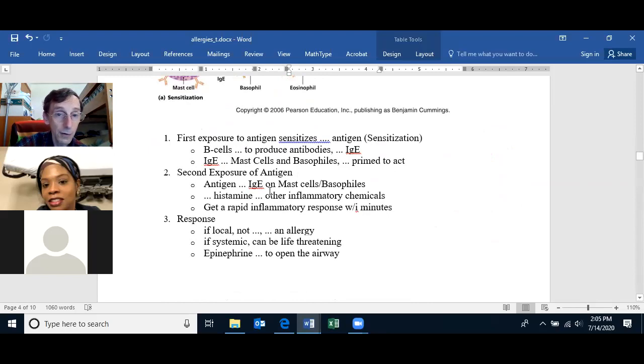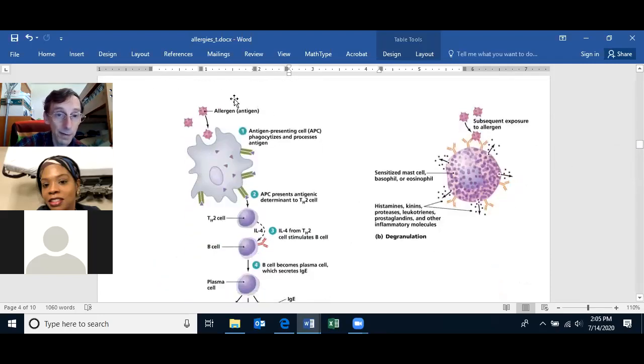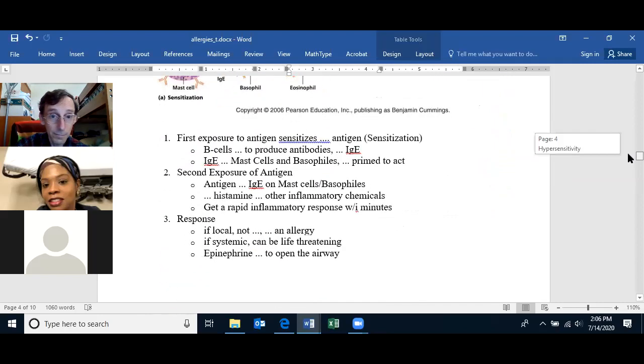The trouble is, the second time you're exposed to antigens, well, let's say it's pollen in the springtime. Next spring you'll then be exposed to this pollen. And that pollen will come up to a mast cell which has IgE on it. And when the pollen binds to the IgE, that mast cell will then release histamines and other molecules which cause an inflammatory response. Okay? Histamine is the first molecule that starts the inflammatory response, and the other molecules just intensify and continue the inflammatory response. And then you get inflammation wherever this mast cell is, releasing the histamine. And then you get a rapid inflammatory response within minutes.